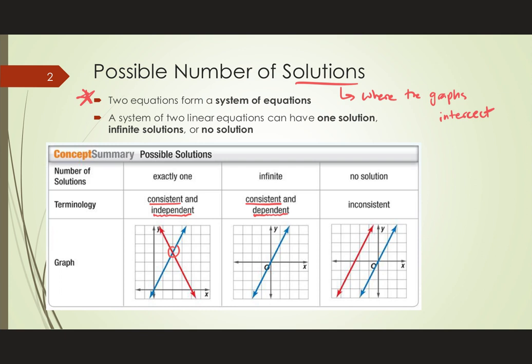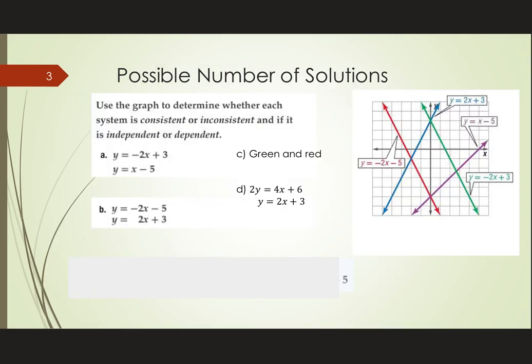So if consistent means there is a solution, then inconsistent is the word we use whenever we want to describe something that doesn't have a solution. And if it doesn't have a solution, that means these lines are parallel. So make sure you keep that in mind. Now let's practice using these vocab words. You're going to want to make sure you know these vocab words. They will come back either on a test or a quiz.